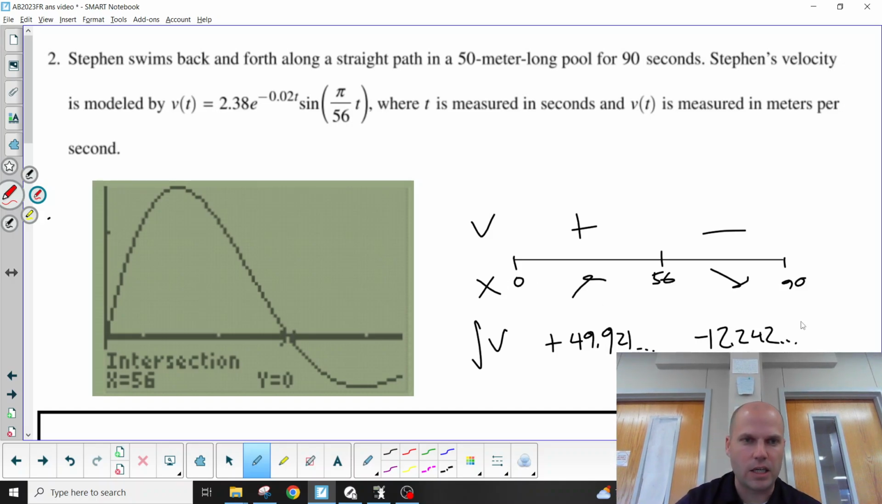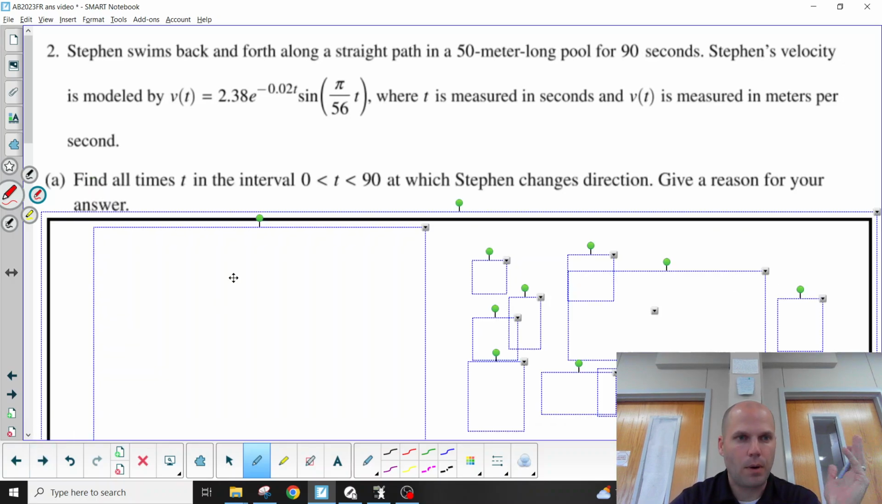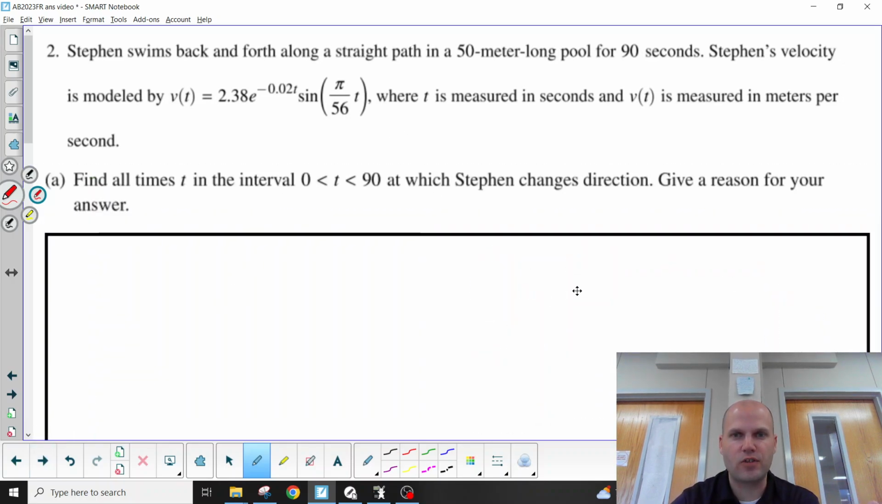Just for my knowledge, the dude starts somewhere, probably at a position of 0, but they didn't say that. But it makes sense that he starts at a position of 0 because he goes to the right 49.921 meters, which means he goes across the pool, probably touches the pool with his hand or his foot or something like that, and then he starts swimming back. So he's like 3/4 of the way coming back on the pool from 56 to 90. All right? Cool. Part A, find the times in which Steve changes directions.